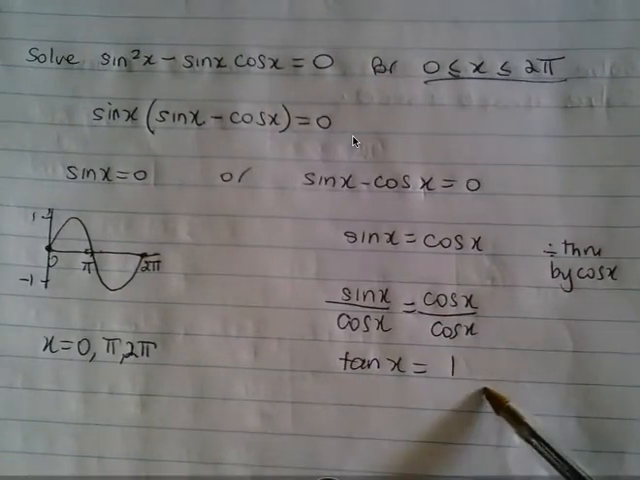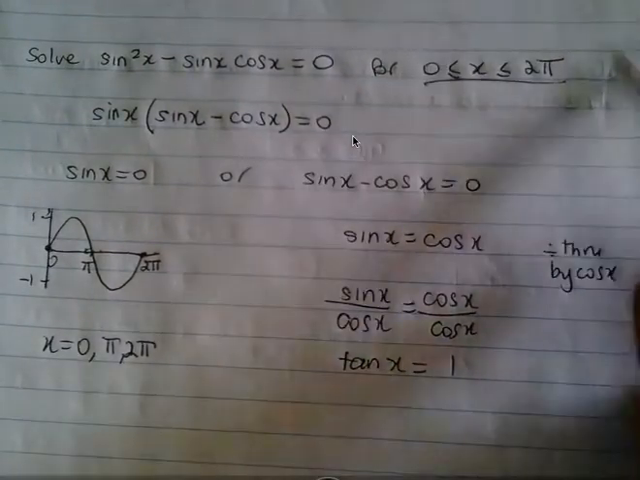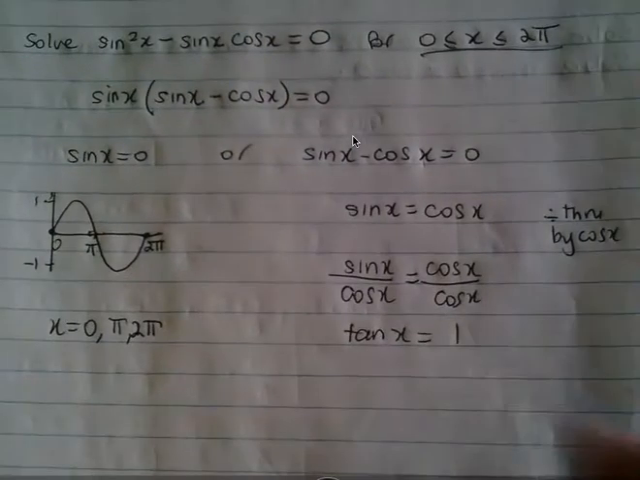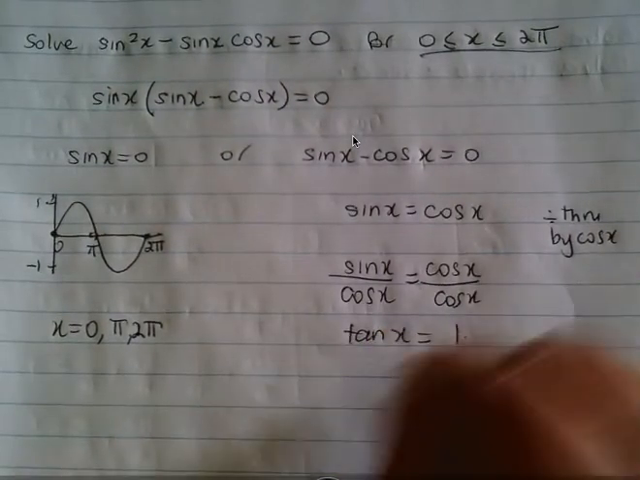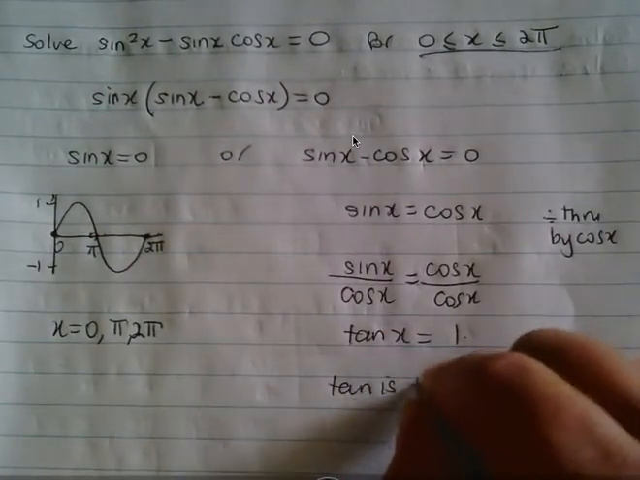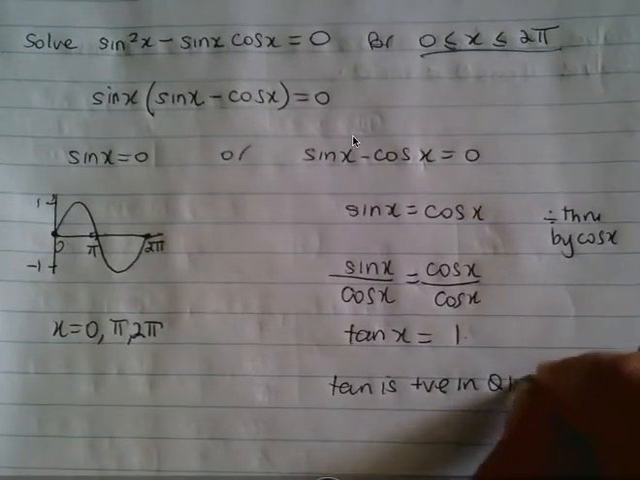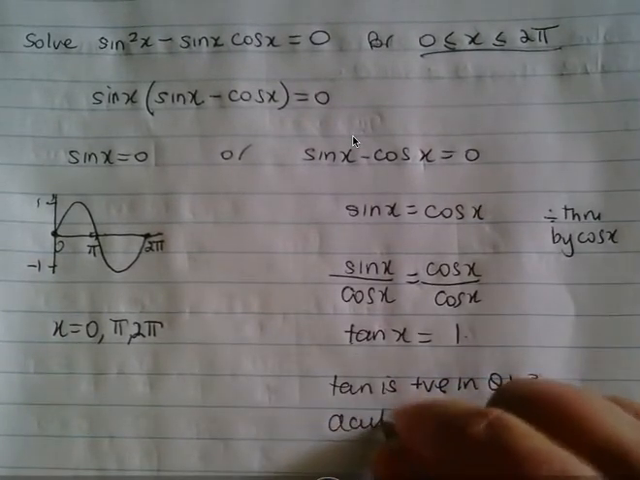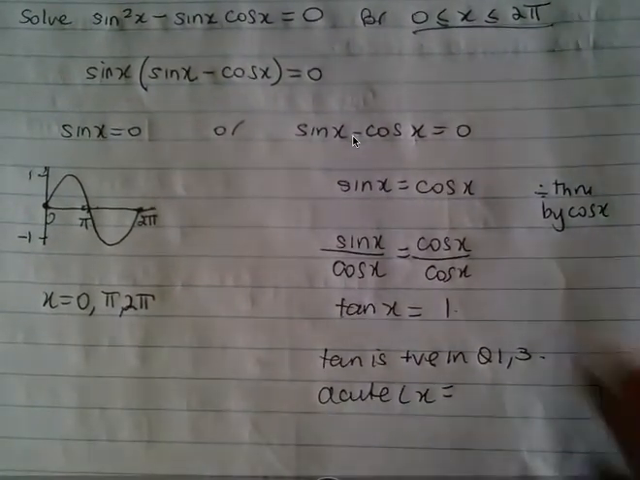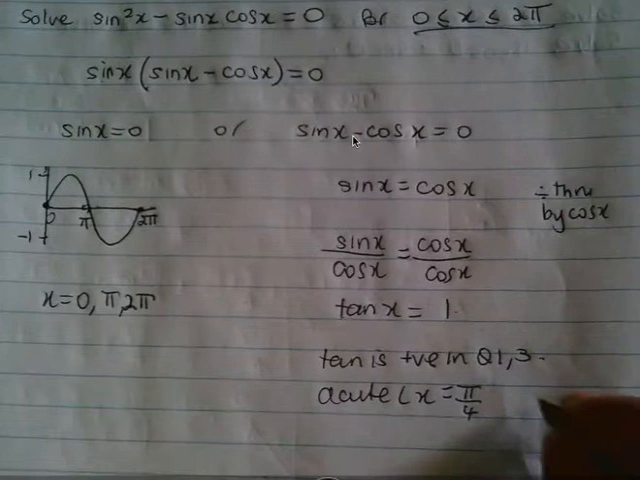So I need to solve that equation, tan x equals 1, within the domain from 0 to 2 pi. Again, my 3 steps: we can see tan is positive in quadrants 1 and 3. Then we need our acute angle x. Now tan of what is 1? We know that's tan of 45 degrees, or tan of pi on 4.